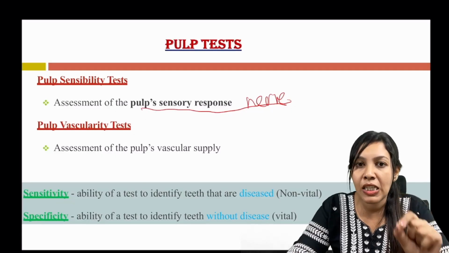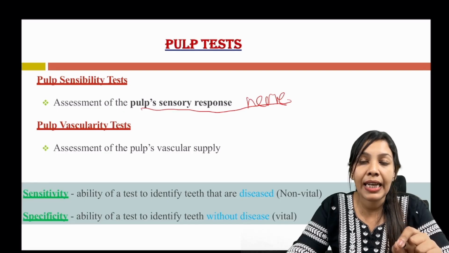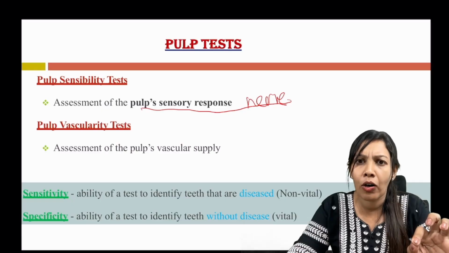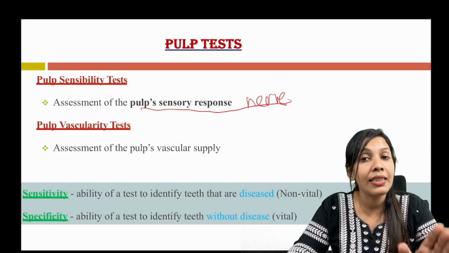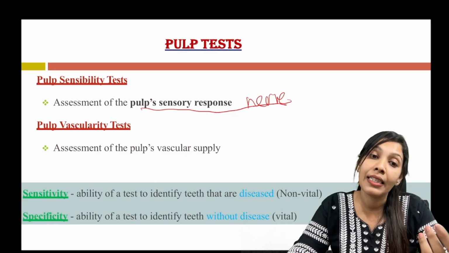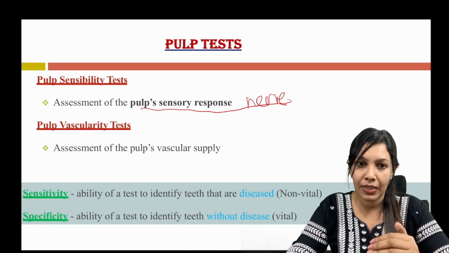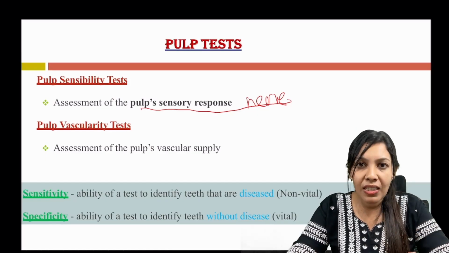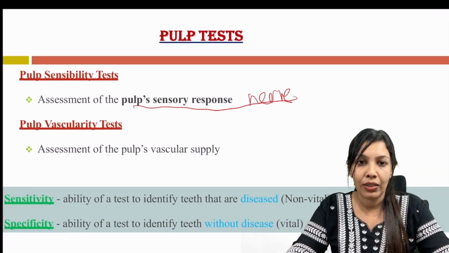See the term specificity. Specificity means the ability to identify the teeth without disease. That means the tooth will be vital without any disease. What is sensitivity? Sensitivity is the ability to identify the teeth that are diseased. So this is very important. Sensitivity means the diseased condition. Specificity means the non-diseased or the vital condition, right?